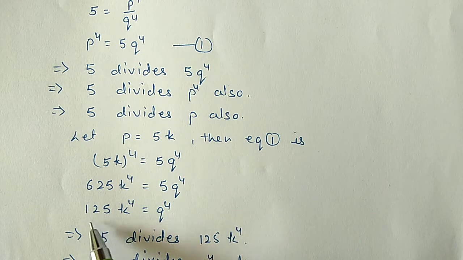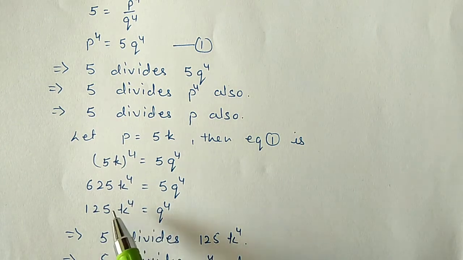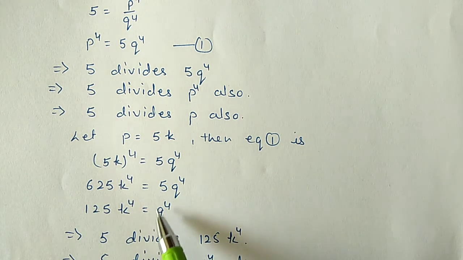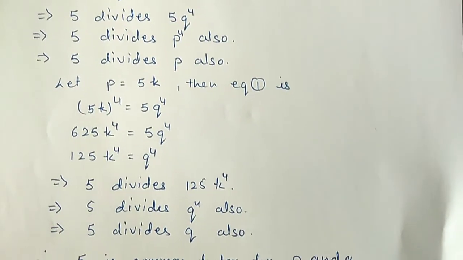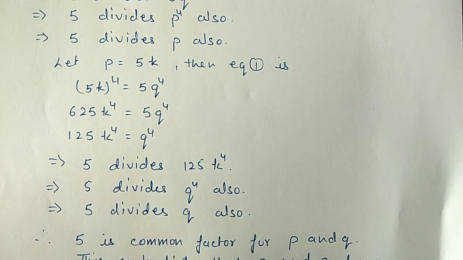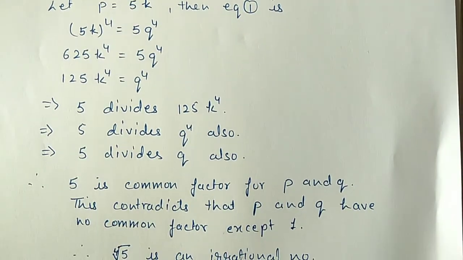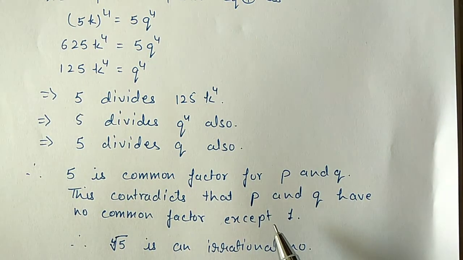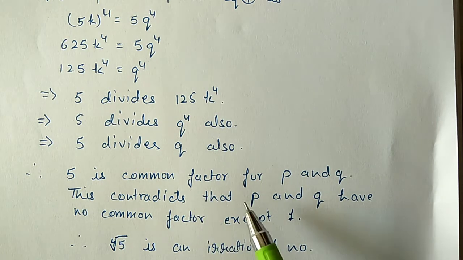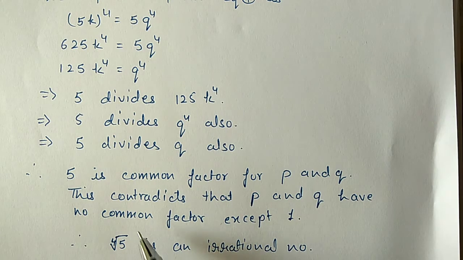So this left side is divisible by 5, because if you divide with 5 here you will get 25. It means it will be totally divisible by 5. So we can say the right side, q to the power 4, also will be divisible by 5, and q also will be divisible by 5. So it means 5 is common in p and q. And this contradicts our condition what we have taken at the starting, that p and q have no common factor. It means this given number is an irrational number.